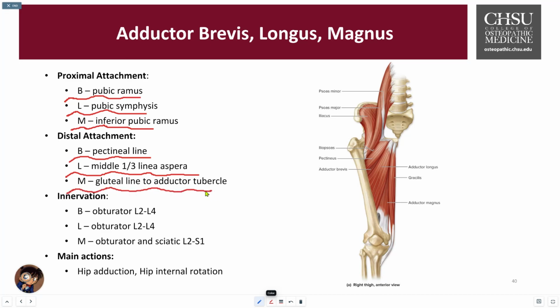The nerve innervations are as follows. They all come from the branch of the obturator nerve, so it's L2 to L4, and then for the magnus, there's going to be parts of the sciatic that also branches, which is from L2 to S1. Main function is hip adduction. Over here you can see the picture of the muscles. Clearly seeing that the adductor magnus is palpated right here. Brevis is a little bit further lateral, and the longus is in the middle.